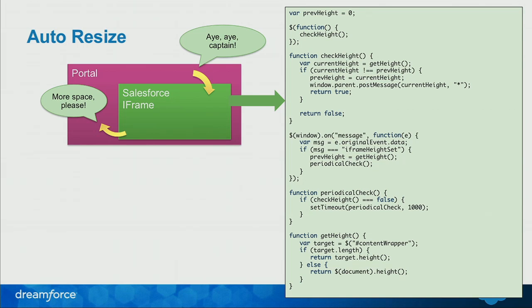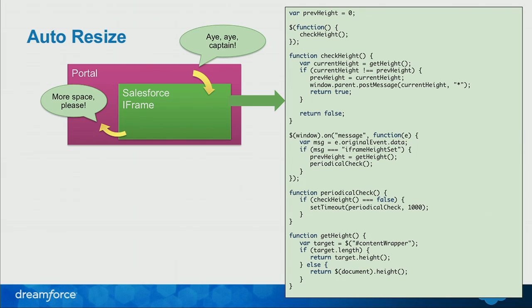We have the onDocumentReady event handler, which calls the checkHeight function. The checkHeight function retrieves the current height of the iframe content and compares it to the previous height. If they don't match, obviously there's been a change in the height of the iframe content, and we send the new height to the window parent using JavaScript messaging.